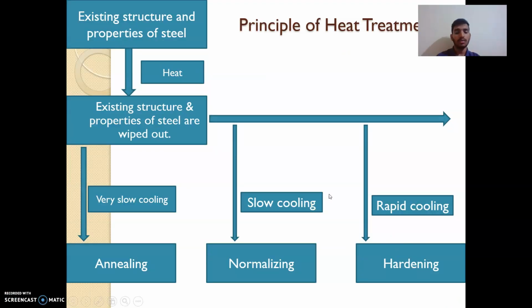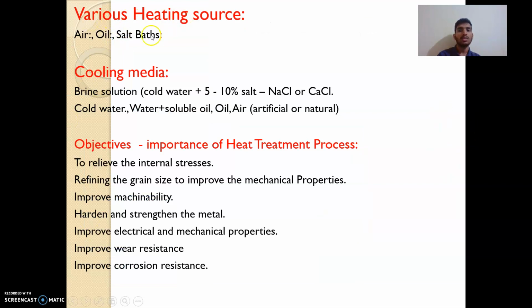And annealing, these four properties are very important: hardening, tempering, because I did not write here because of no room. Various heating sources: we can heat the metal in air, oil, or salt bath. Cooling and salt water means boiling water, the best example. The metal is kept inside the boiling water and heated. In air means by applying charcoal. Cooling media can be brine solution, cold water, water plus soluble oil, oil, air, etc. Air can be artificial or natural, as I said.